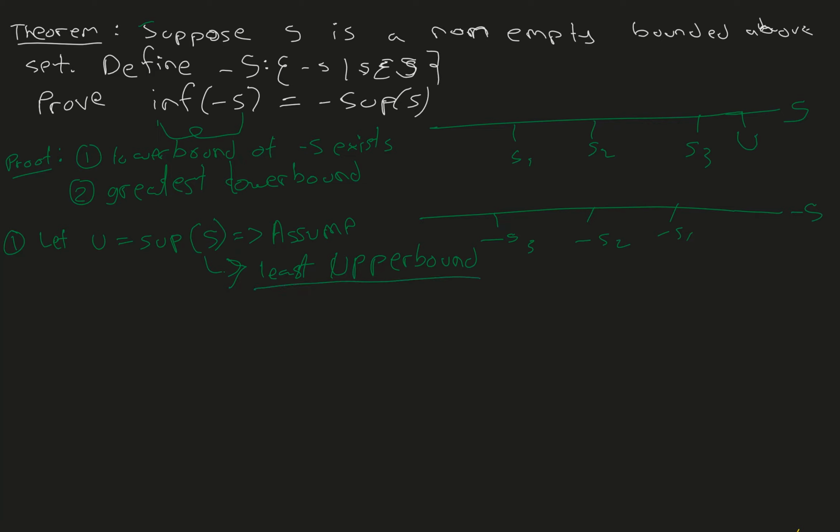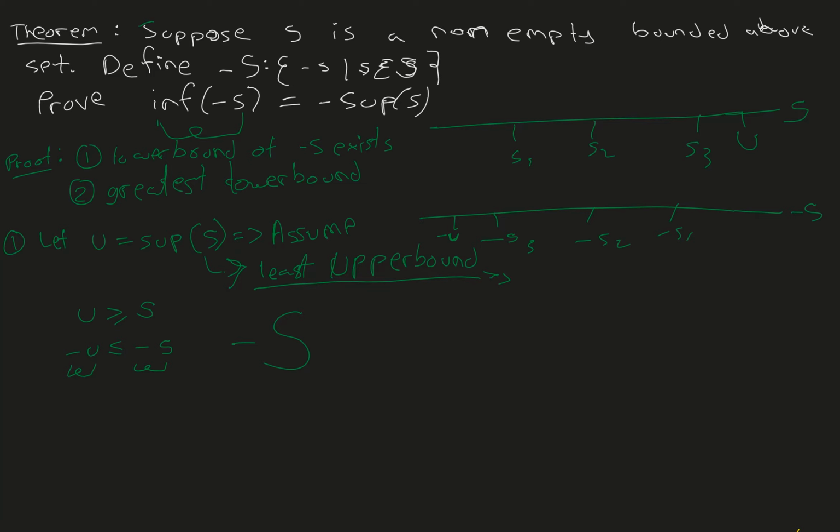So if we find any other upper bound for the set S, it should be greater than or equal to U, because U is the supremum of the set S. It is the least upper bound. We're assuming this part. So U is greater than or equal to all other elements s in S. So negative U is less than or equal to negative s. So negative U is a lower bound for the set negative S, because it's less than or equal to all elements negative s. So negative U is right here.